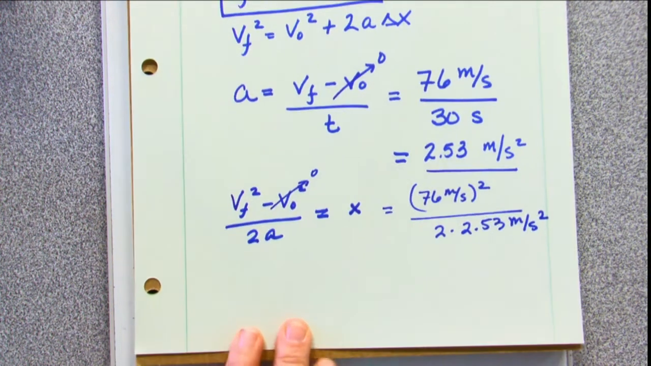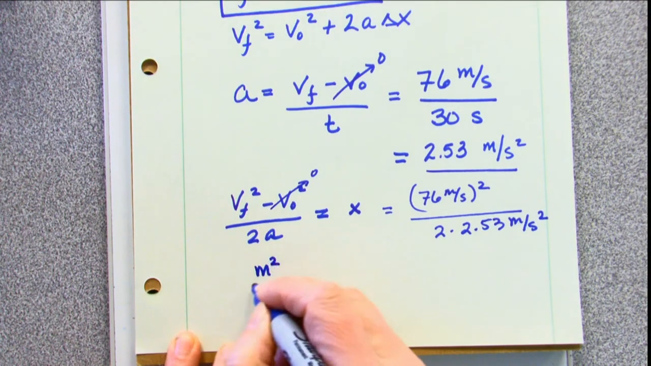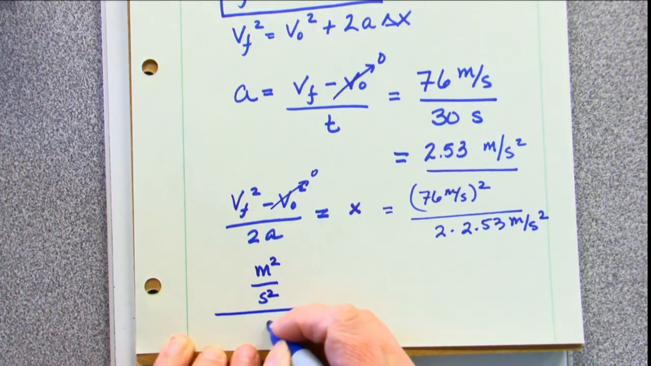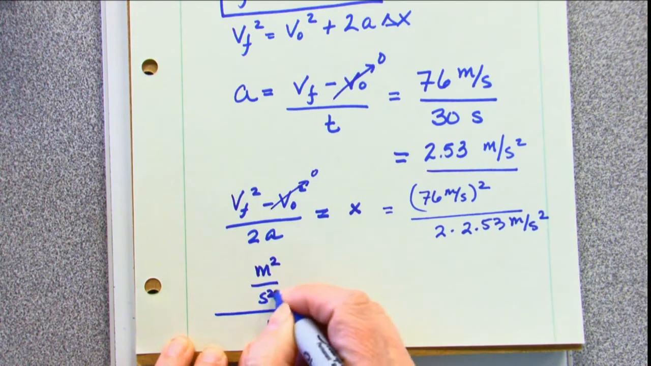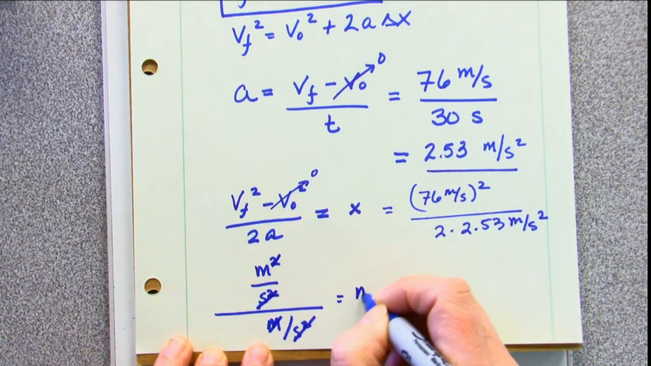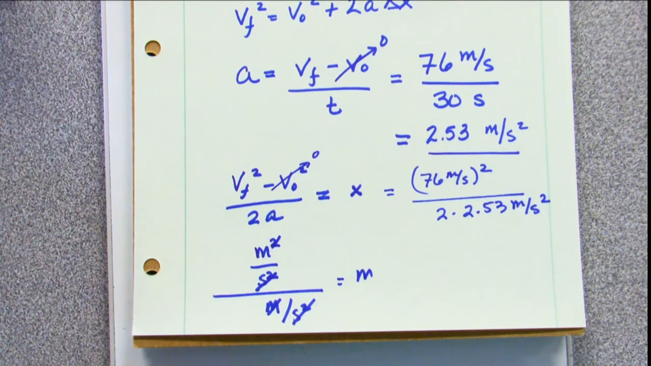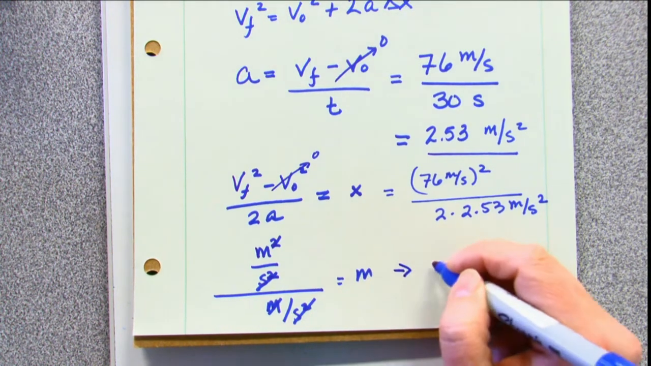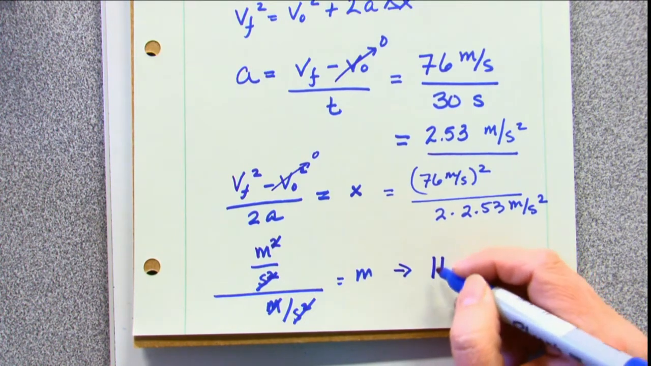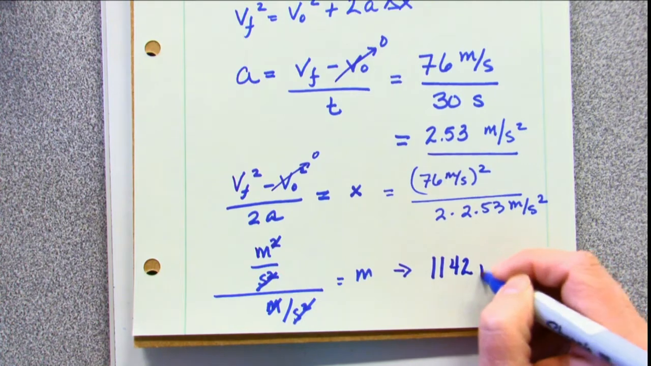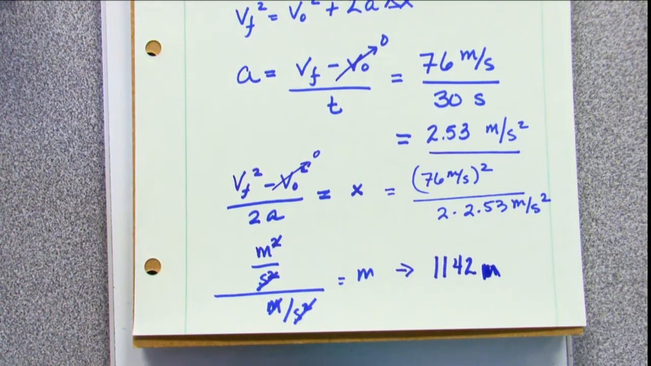Now let's just make sure I did everything right. Let's look at the unit analysis. I got meters squared divided by second squared, divided by meters per second squared. Second squareds cancel. One of my meters goes away, and I'm actually in meters, so life is good on my unit analysis. Now if I do 76 squared divided by 2 times 2.53, it says I've got to have 1,142 meters for that jet to take off.